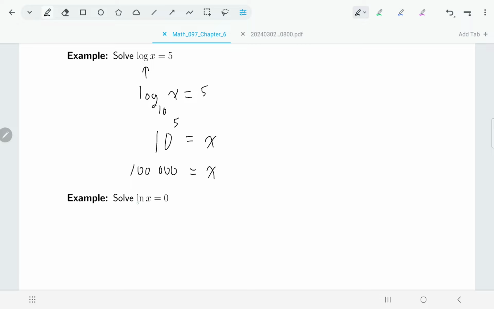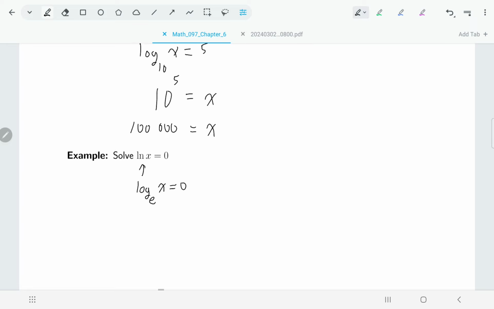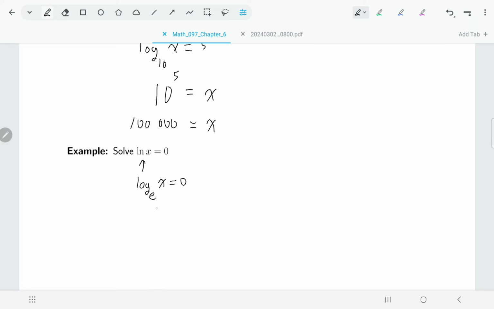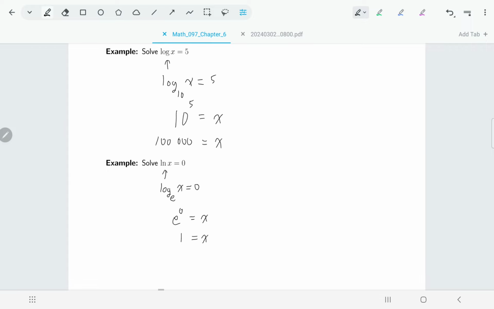And same thing with natural log of x equaling 0. We remember that natural log of x is the same thing as log base e of x. So if we wanted to rewrite this as an exponential equation, it would be with base e. E to the power of 0 equals x, or in other words, x is 1.